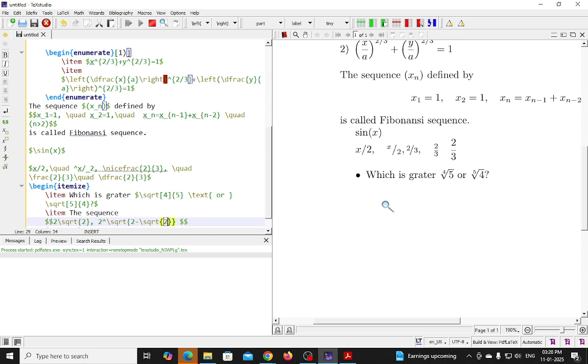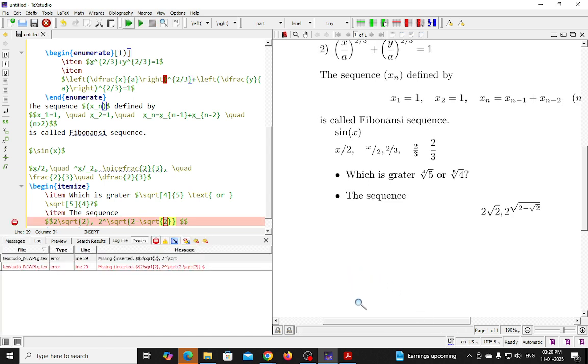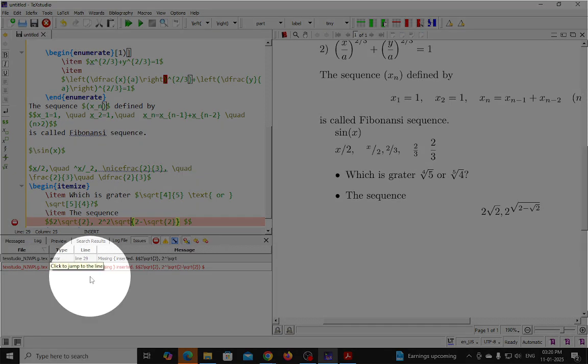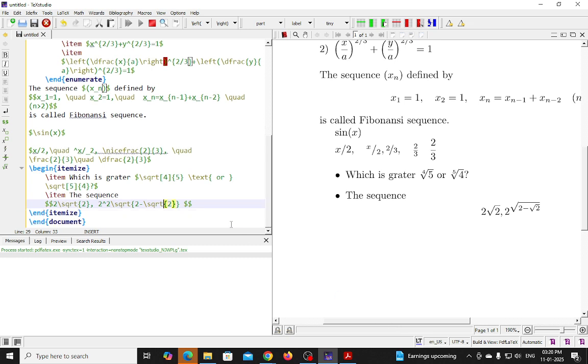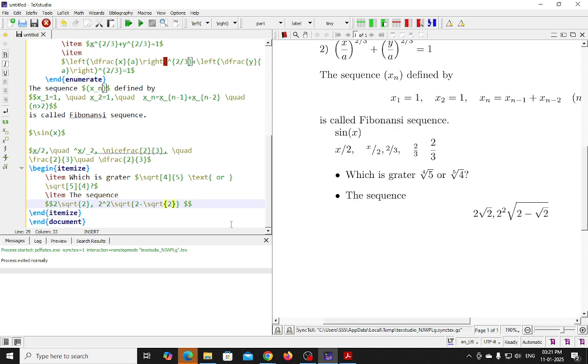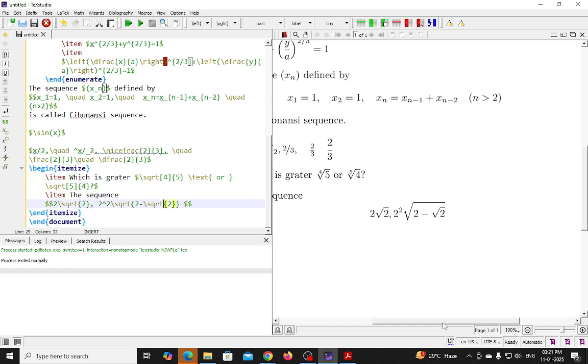If any correction is needed, you can do the corrections accordingly. Some error. What is the error? Okay, 2 raised to power, I missed something here. 2 raised to 2 is there. After that sqrt. Okay, once again I will try to compile. Now again, if you read the error for line number 19, missing curly bracket does not match. Now the first one, open and close, this one is okay. Here open and close, open and close. Now I will check.